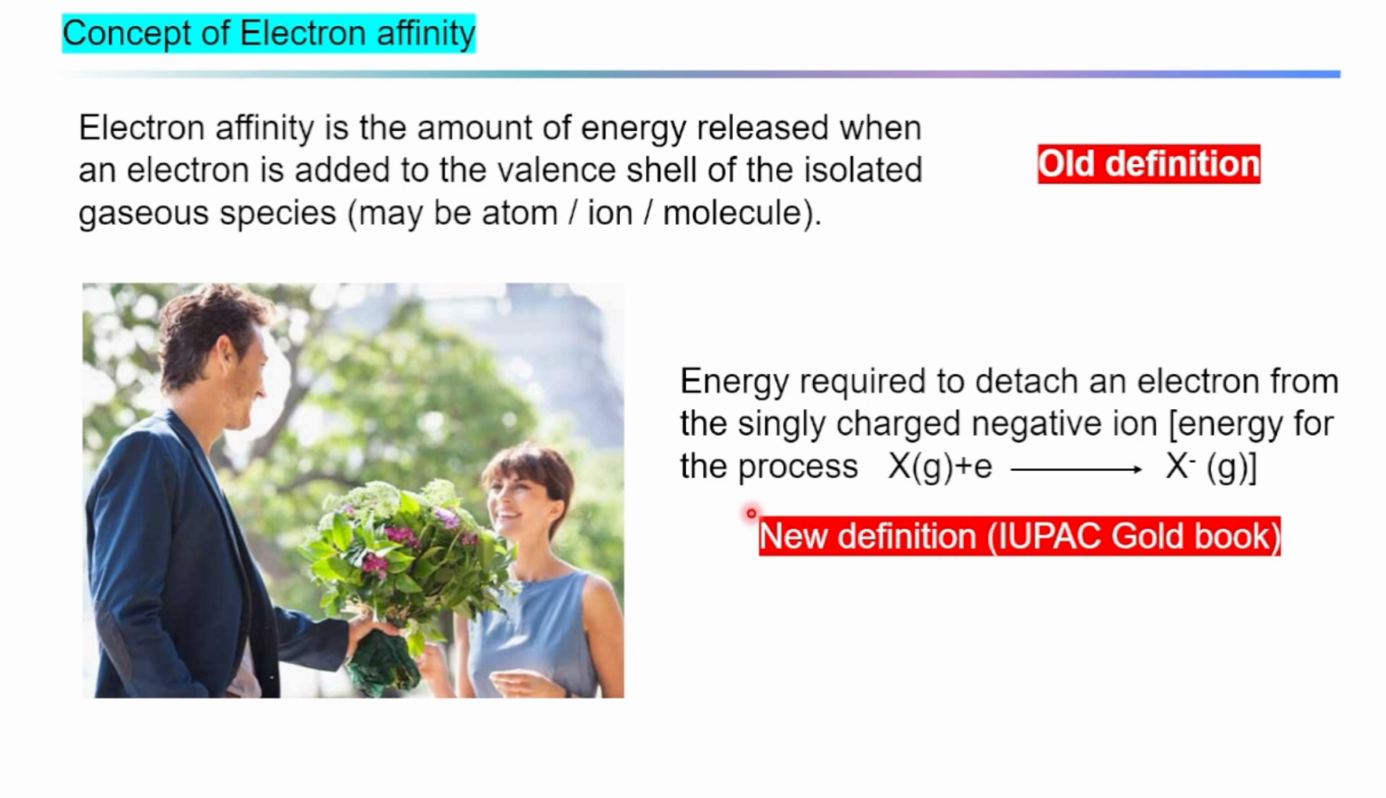Is it clear? So you are trying to put an extra electron in the atom. Now depending upon the atom's electronic configuration, it might take the electron, and if it easily takes it, it will release the energy, and if it doesn't want to take the electron, then you have to provide extra energy.